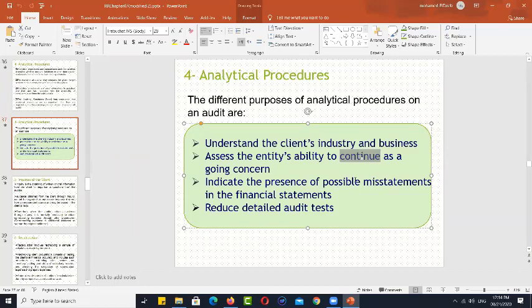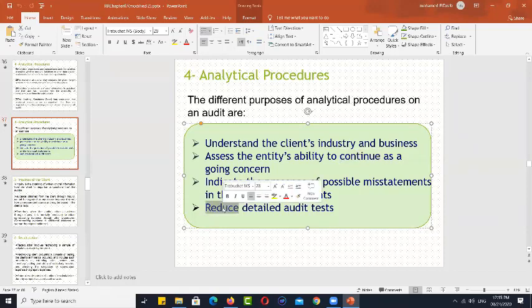If I did a profitability ratio, and last year was 20% and this year I found it 60%, of course here I have to investigate. Maybe there is a misstatement in the financial statement that I have to review, to reduce the detailed audit risk.